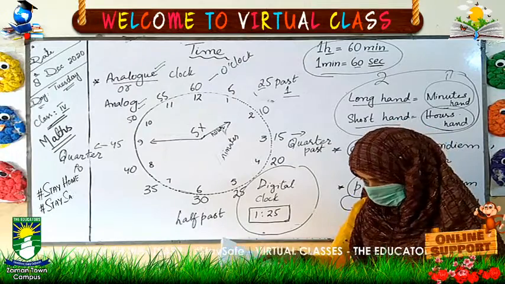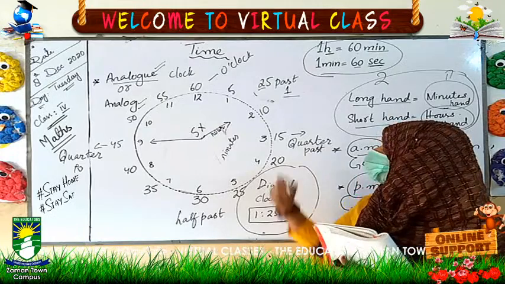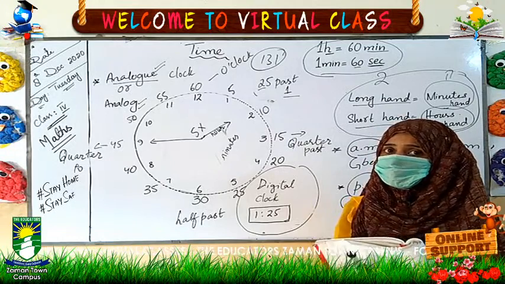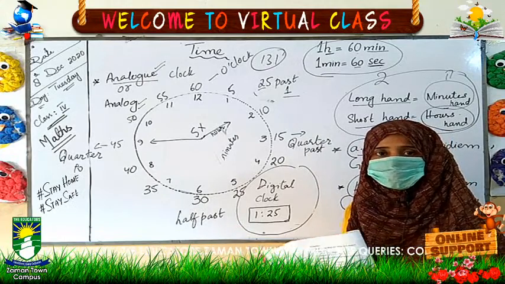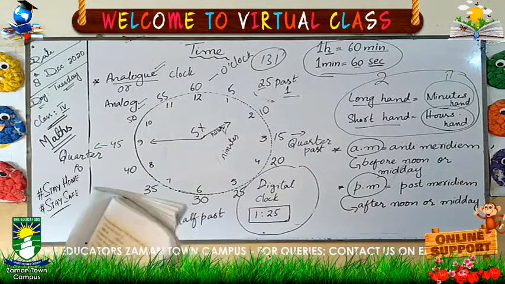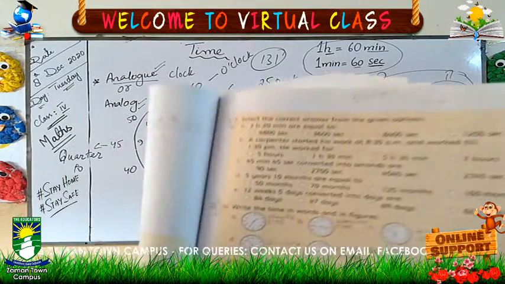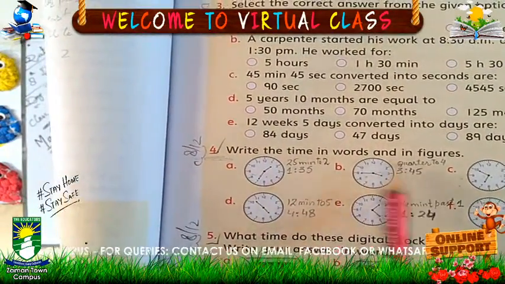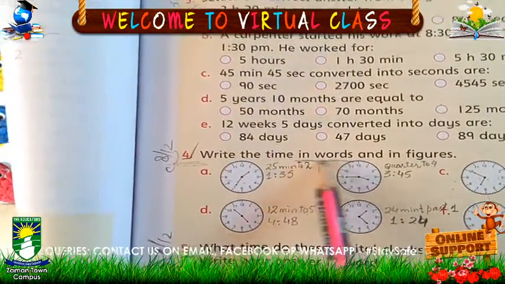What is our exercise today? Today we will solve the exercise on page number 131. Okay, page number is 131 and we will solve exercises number 4 and 5. Well, you have to open your page number 131. This is your copy work, but I have written for you in the book. You can see this is your exercise number 4 and what they are saying: write the time in words and in figures.